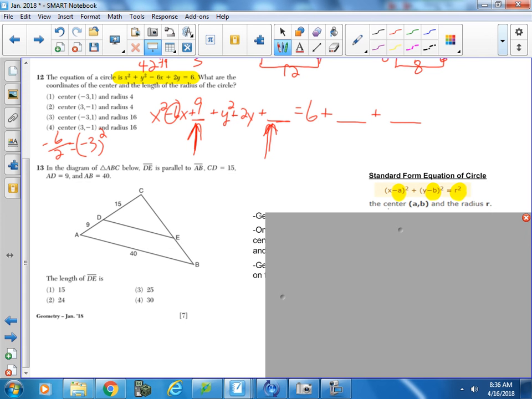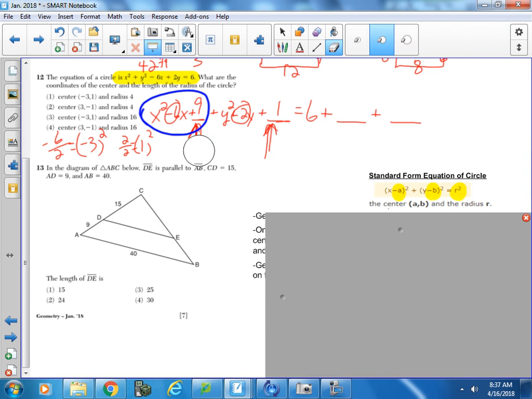All right? Do the same thing over here. You take half of 2. So 2 divided by 2 is 1. And then you square 1, you just get 1. Right? So I have that now. Now, the good thing about what I've formed here is I can write that in a specific way. So how can I write that?